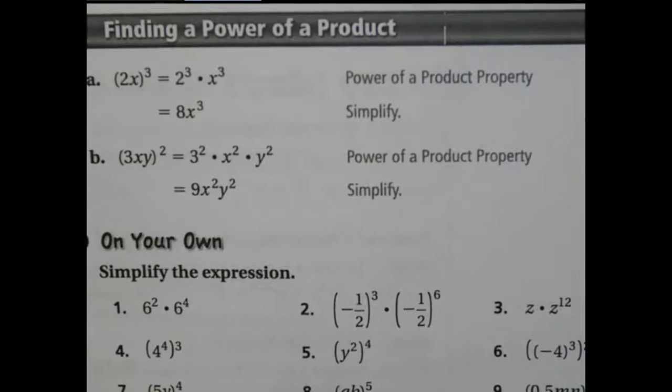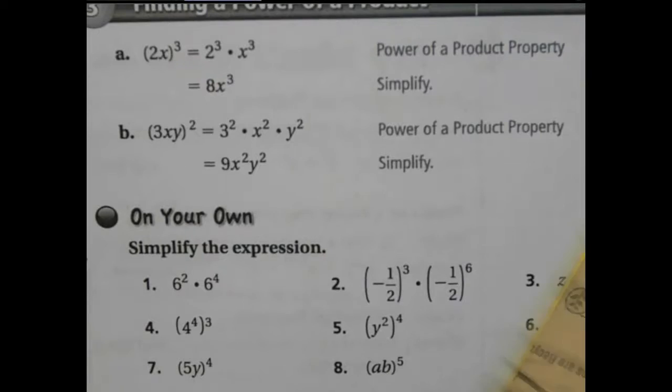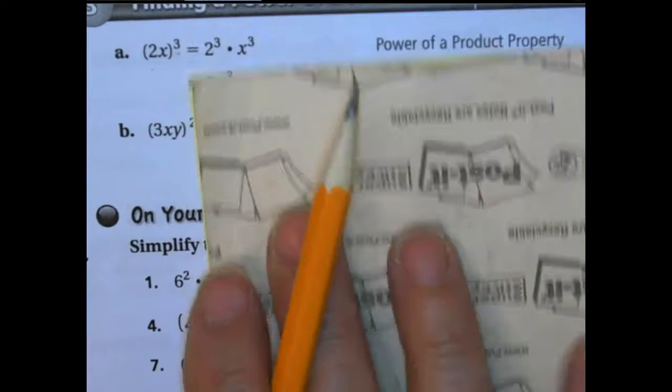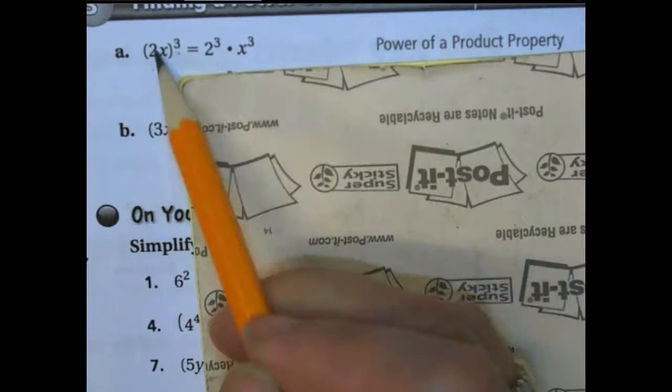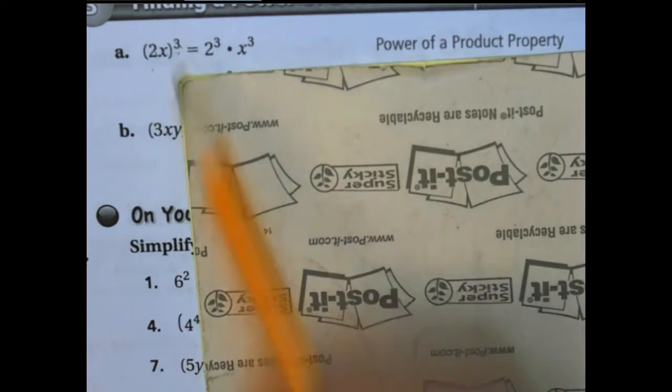Okay, here's where it gets a tiny bit tricky. We're going to use everything that we've learned already for inside-outside. So let's say you have more than one number inside a variable, inside of parentheses. This exponent is going to apply to everything. So it's going to be 2 to the third times x to the third.